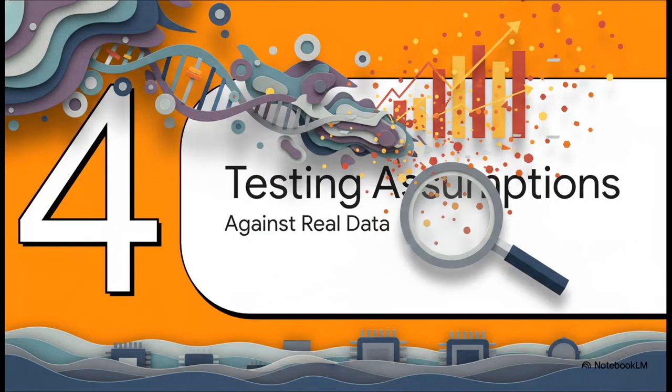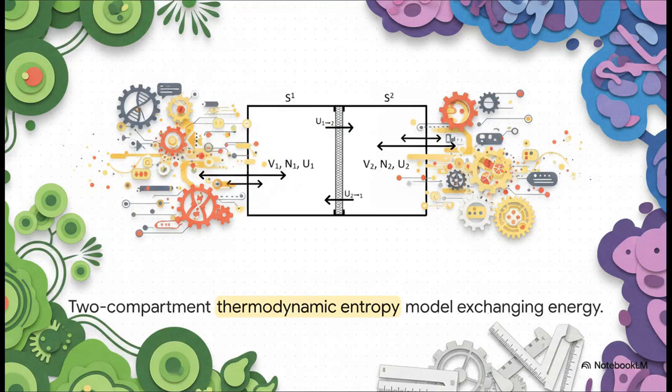Which brings us right into part 4, testing real-world assumptions. Let's zoom in a bit more on why we have to constantly anchor our theories to hard data. Consider a super basic two-compartment thermodynamic model that's exchanging energy. Even in a simplified system like this, your assumptions about the exact rate of energy transfer have to be parameterized using real-world experimental data. You can't just guess. If your underlying thermodynamic constants are wrong at this foundational level, a massive multi-scale simulation built on top of them will just compound those errors exponentially, and the whole thing falls apart.